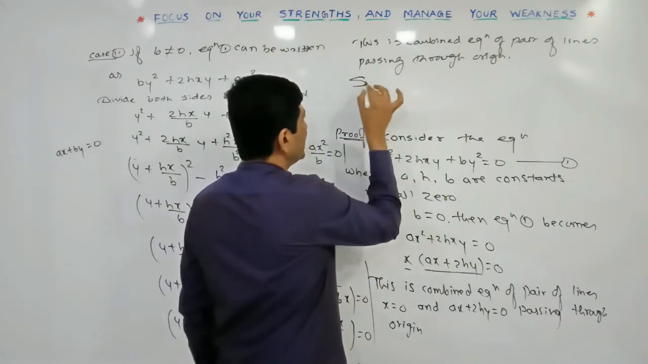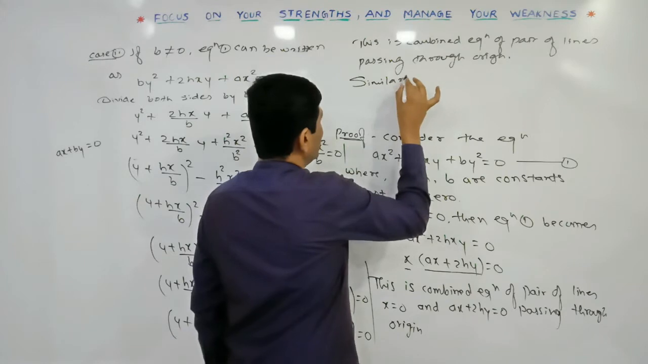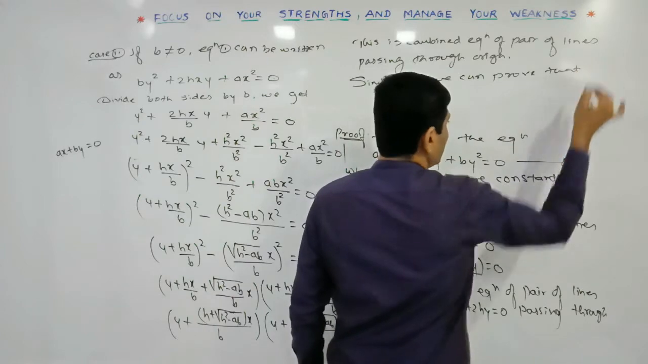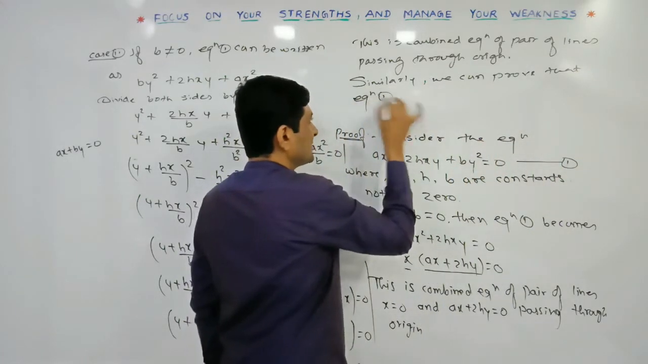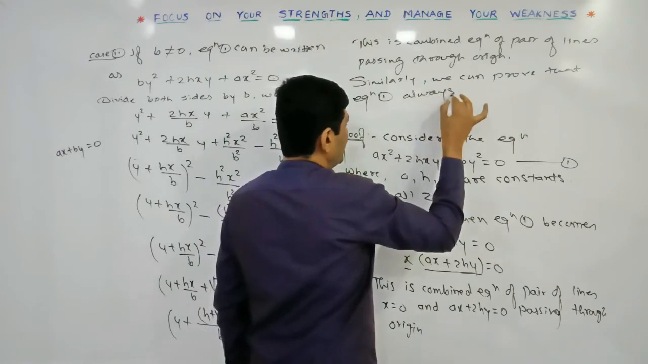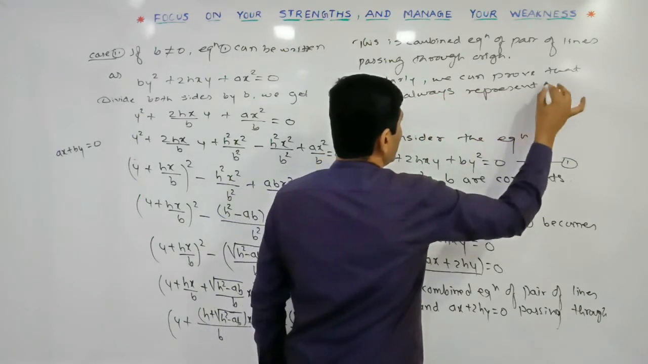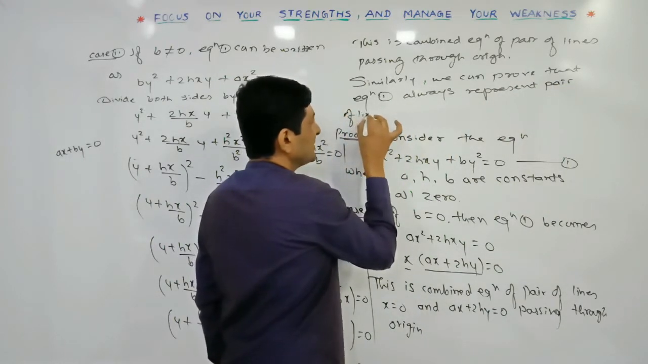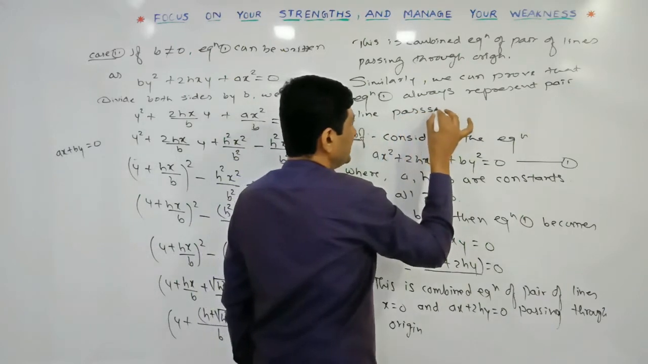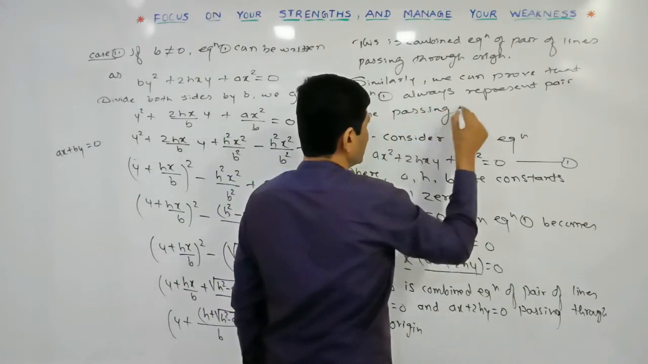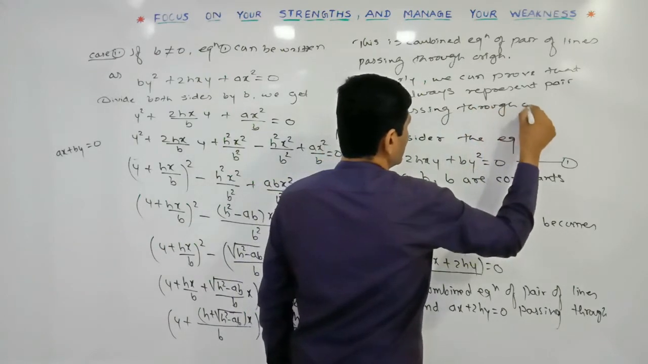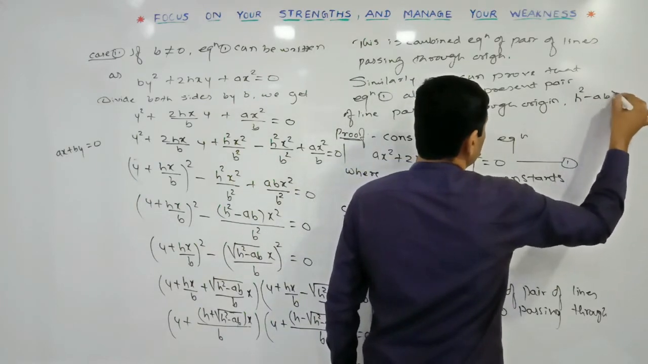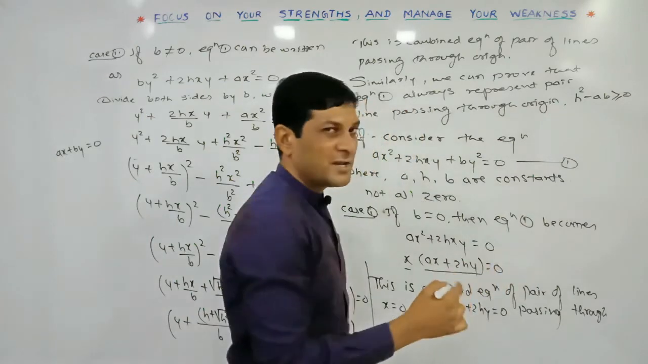So here we are able to say that similarly we can prove that equation first always represents a pair of lines passing through the origin. The only important condition is that h square minus ab should not be negative, meaning either equal to 0 or greater than 0.